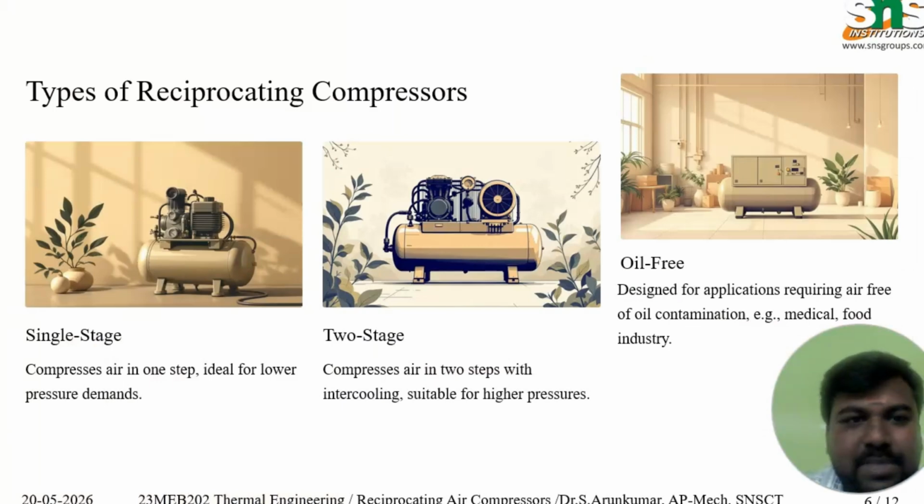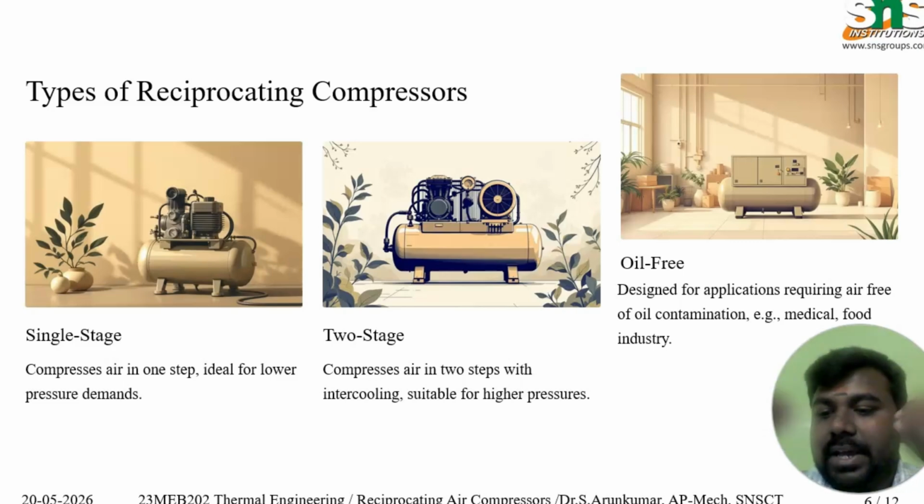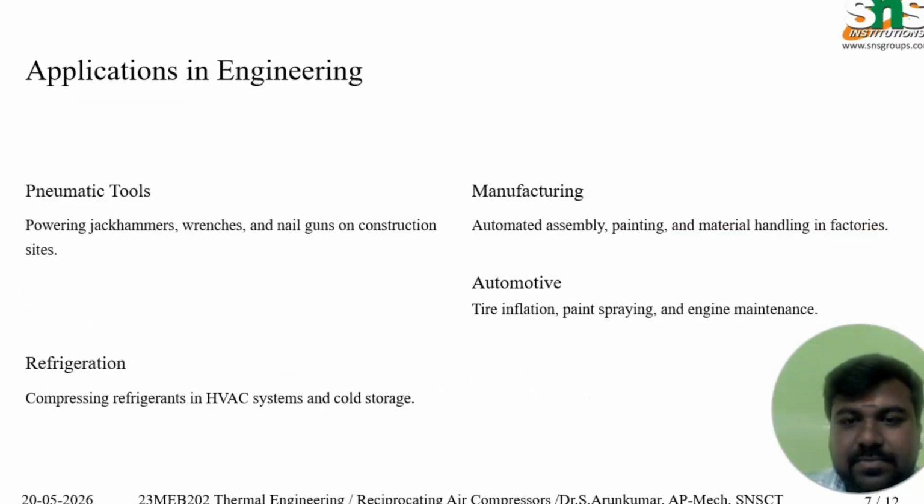Some of the types of air compressor systems are single stage, two stage, and oil free air compressor systems. The single stage system compresses air in one step, ideal for lower pressure demands. The two stage air compressor system compresses the air in two steps with intercooling, and is suitable for higher pressure applications. Finally, oil free reciprocating compressors are designed for applications requiring air free of oil contamination. Examples in application areas are the medical and food industries.